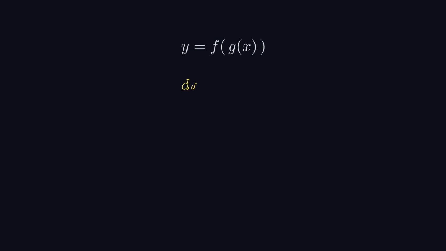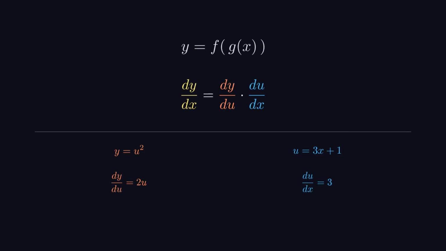Let's start with the chain rule. If y is a function of u and u is a function of x, then the derivative of y with respect to x equals the derivative of y with respect to u times the derivative of u with respect to x. Simple example. y equals u squared and u equals 3x plus 1. Then dy/du is 2u and du/dx is 3. So dy/dx is 2u times 3, which is 6u, which is 6 times (3x plus 1).